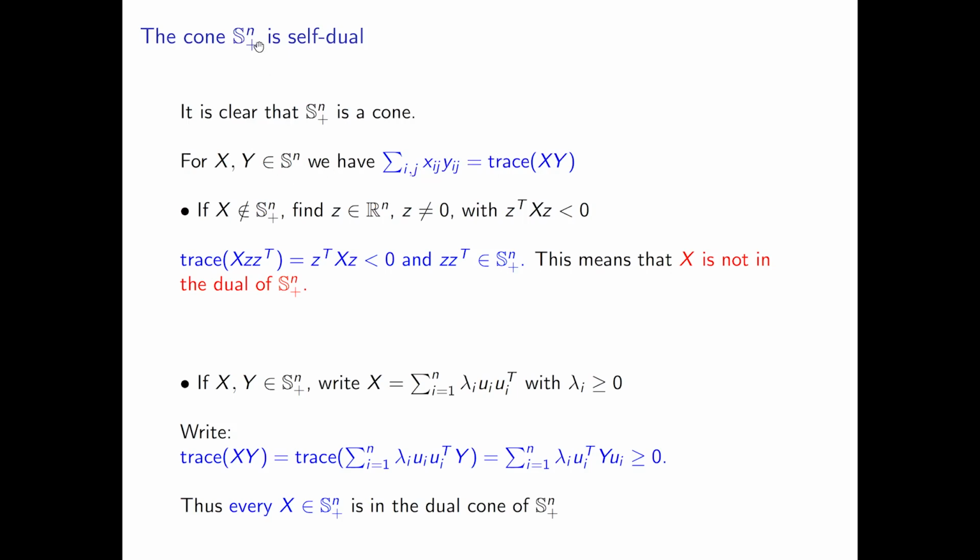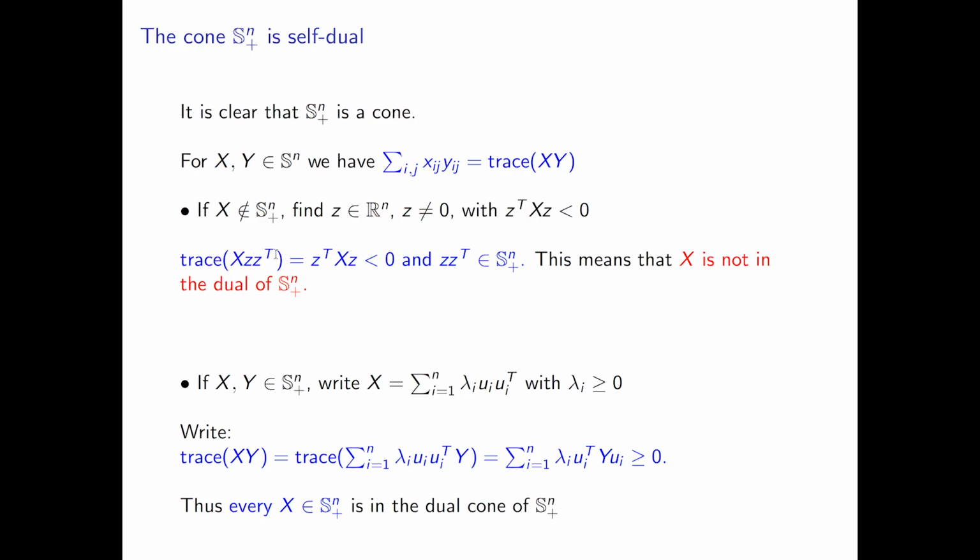Now let's verify that this cone is self-dual. Suppose I have a matrix X which is symmetric but is not positive semi-definite. So it's certainly not zero. Then I can find a non-zero vector z for which the quadratic form defined by this matrix is negative. So if X is symmetric but not positive semi-definite, I can find a non-zero vector z so that z transpose Xz is less than 0.